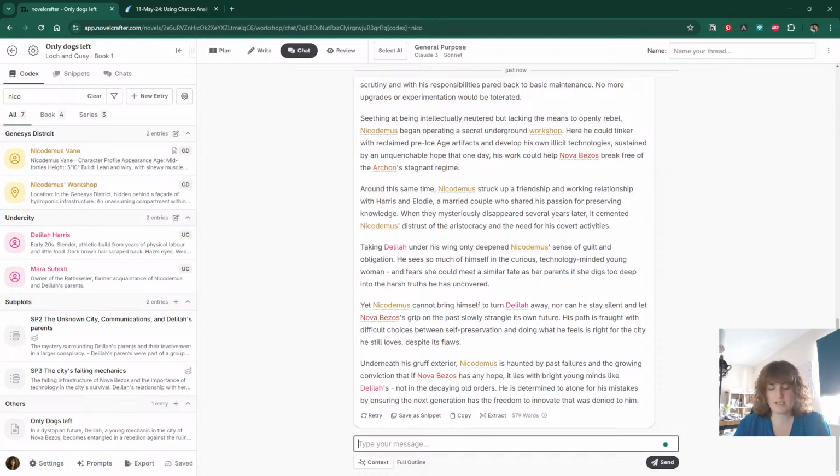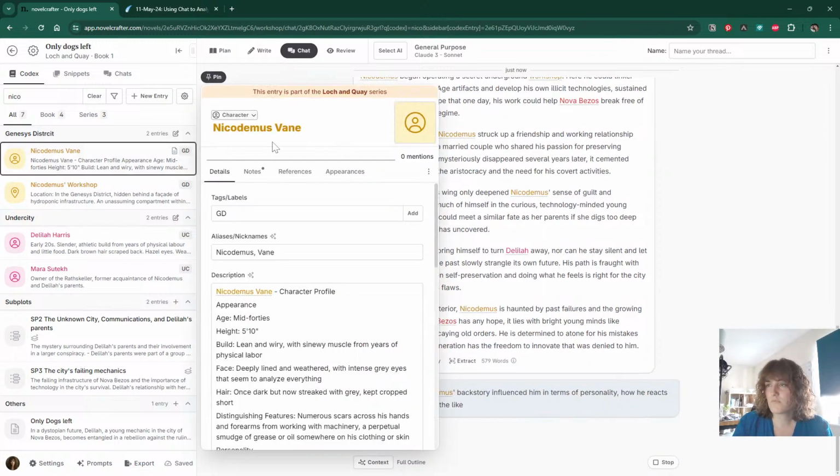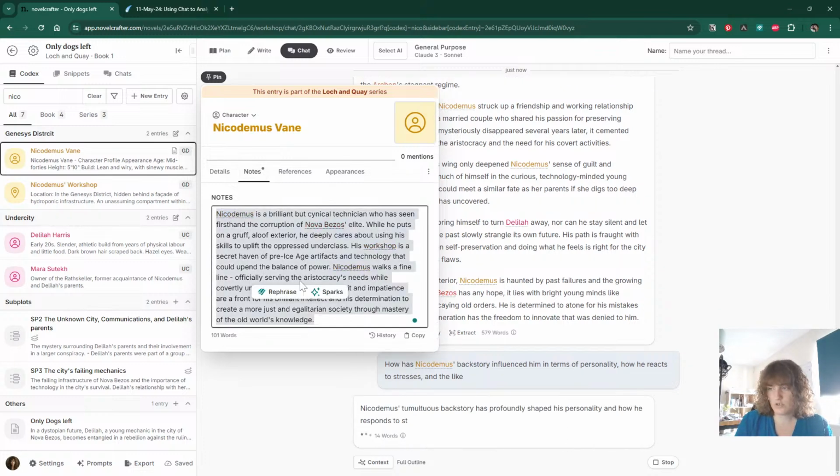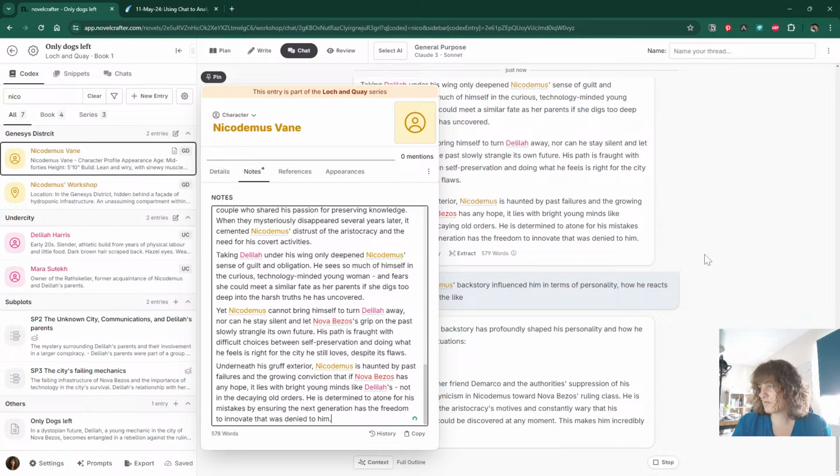So then what I'm going to ask is, how has Nicodemus's backstory influenced him in terms of personality, how he reacts to stresses and the like. I'm going to add that backstory stuff into his notes.